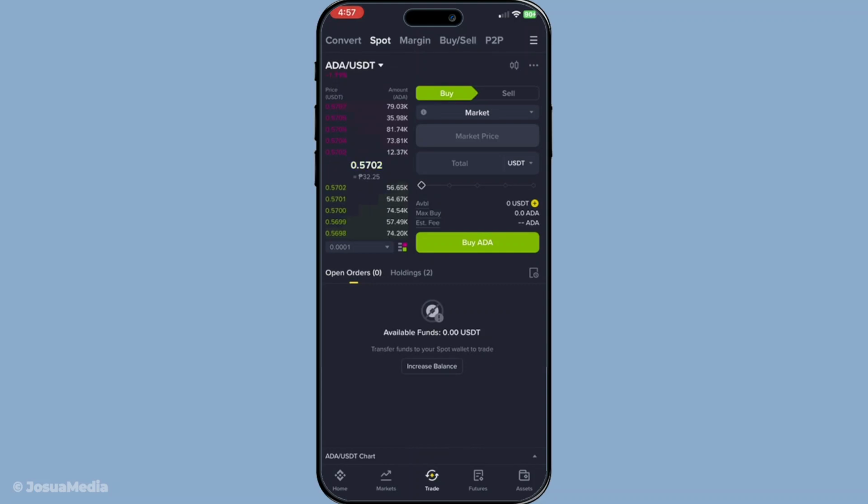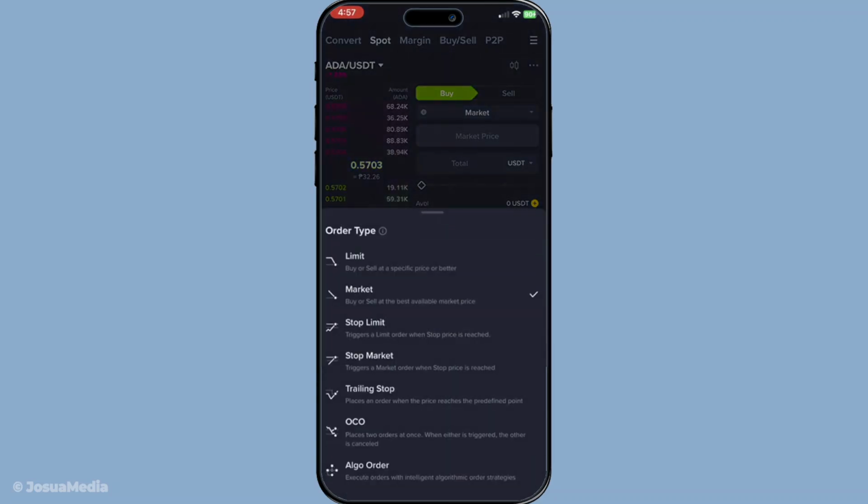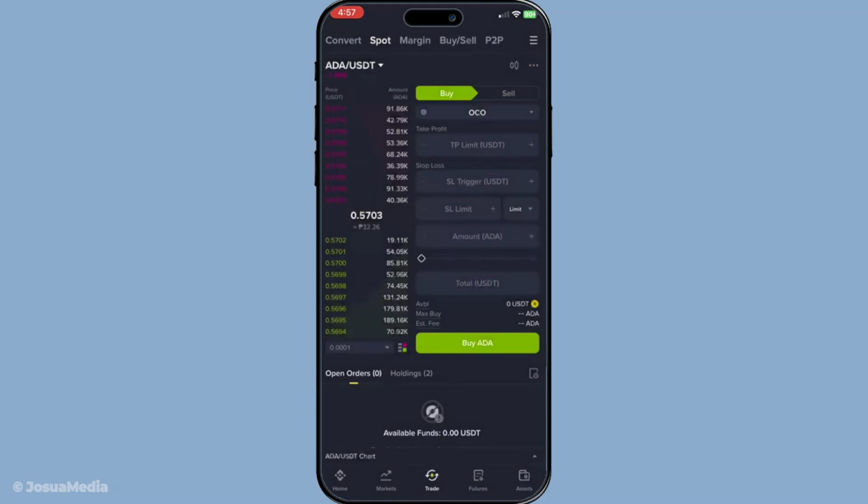Now, once you're within the trading interface, you're going to locate the drop-down menu that lists the different order types. Among these options, you'll find OCO. Selecting OCO is crucial because it enables you to set two orders simultaneously, a limit order and a stop limit order. The beauty of this is that if one order gets filled, the other is automatically cancelled. This feature allows you to manage your risk and potential profits more effectively.